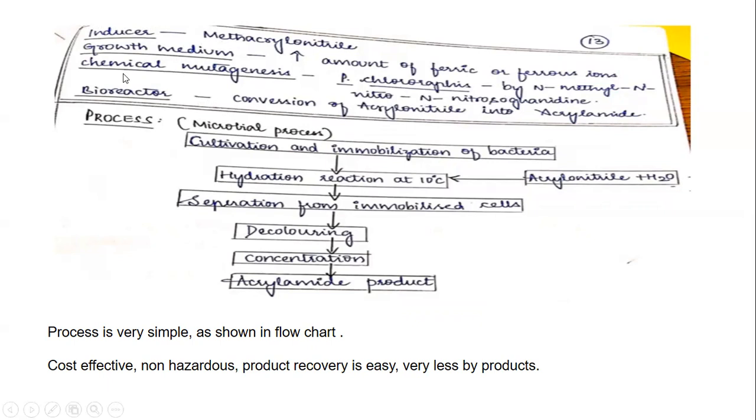A bioreactor is used for this process where the acrylonitrile is converted to acrylamide. The main microbial process is first to cultivate the organism and then immobilize the bacteria. Then the first hydration reaction takes place at 10 degrees Celsius, where nitrile hydratase in the bacteria converts it into amide.